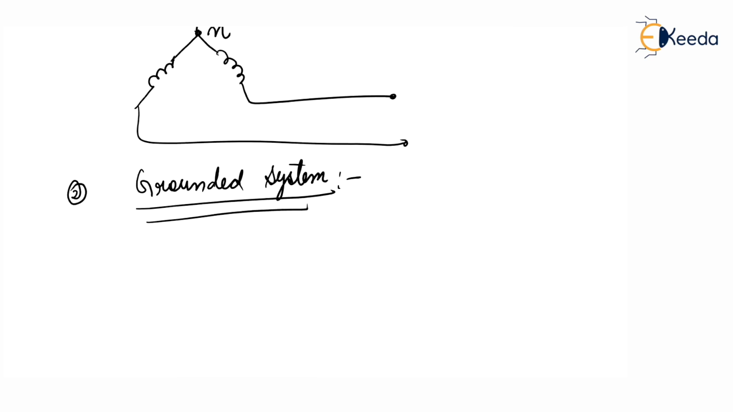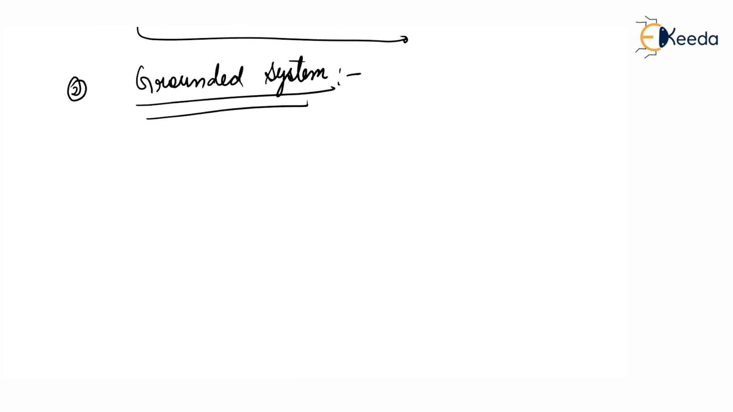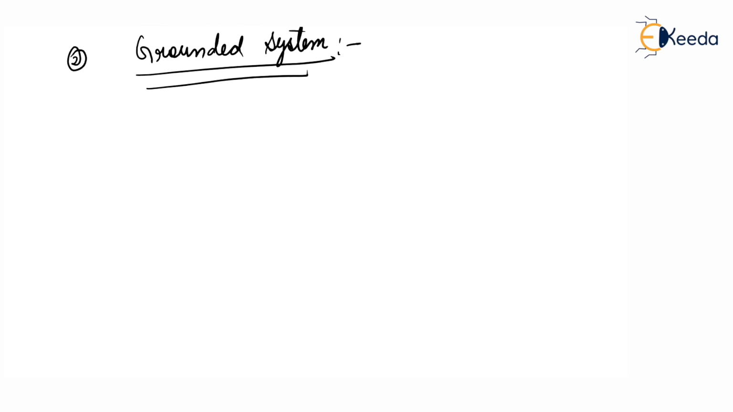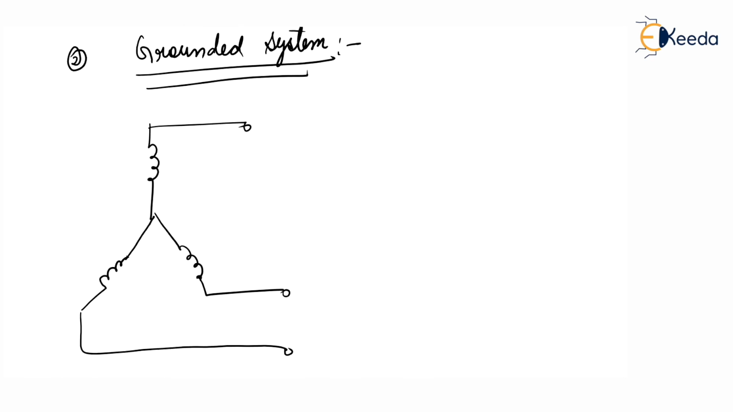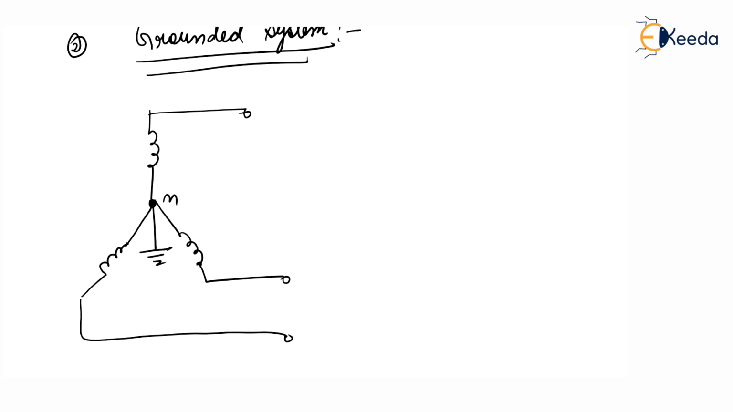In neutral grounded system, the neutral of the system is connected to ground. For three phase, phase A, phase B, and phase C. So this neutral is connected to ground in grounded neutral system. So because of the problems associated with ungrounded neutral system, the neutrals are grounded in most of the high voltage system. Now some advantages of neutral grounding.